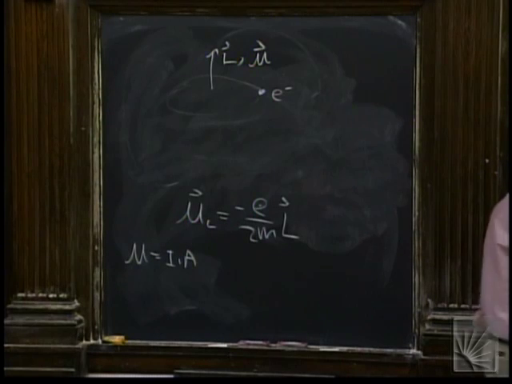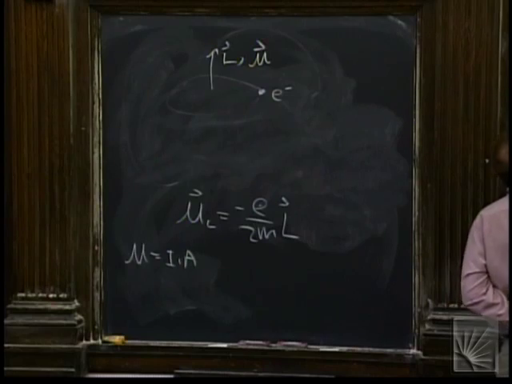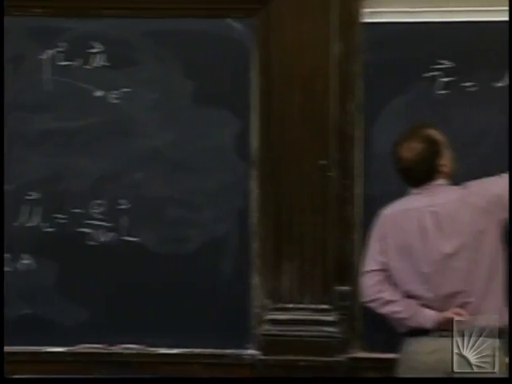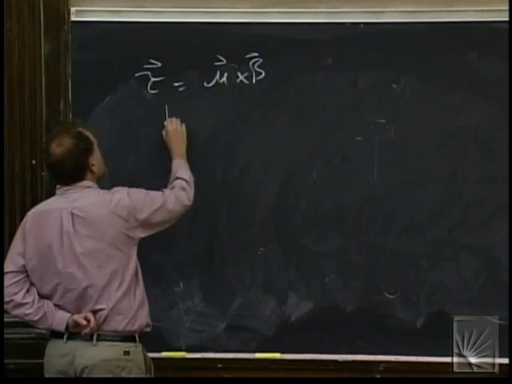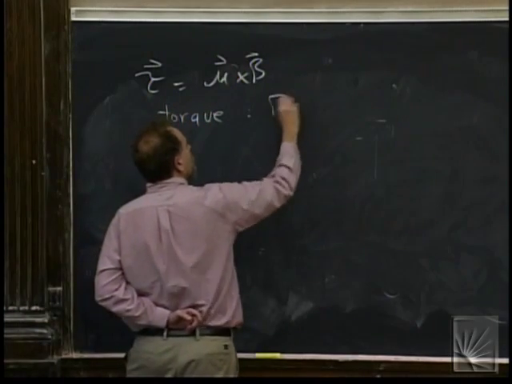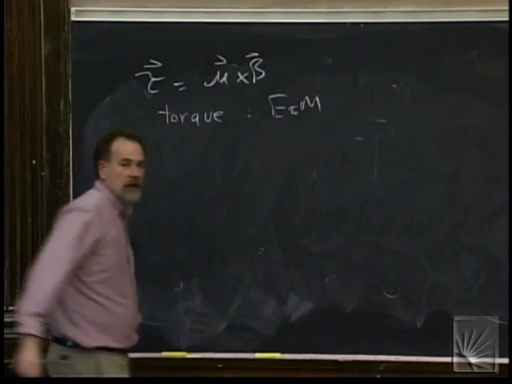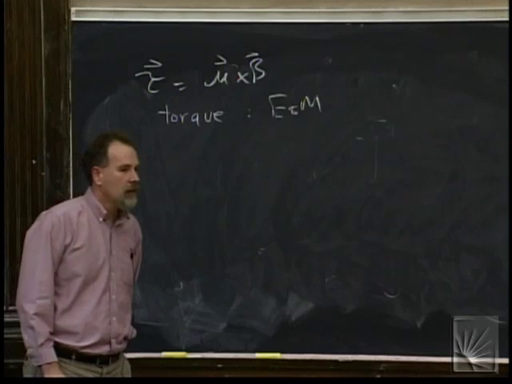There's two sorts of things that happen when you have a magnetic dipole. One is there's a torque, which is mu cross B. I won't derive that. This is a result from electricity and magnetism that you get this torque. You can go back to your E&M book.